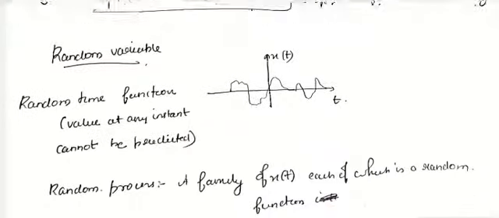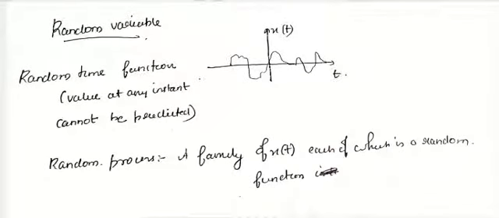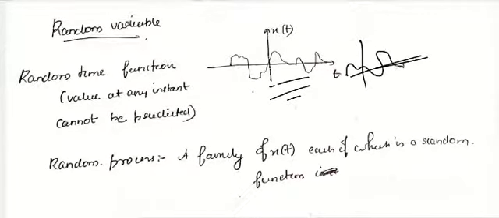And then comes our random time function. This is an example of a random time function. This can be anything which is random, whose value at any instant cannot be predicted. This is known as a random time function. So, in the figure shown, x of t is a random time function.